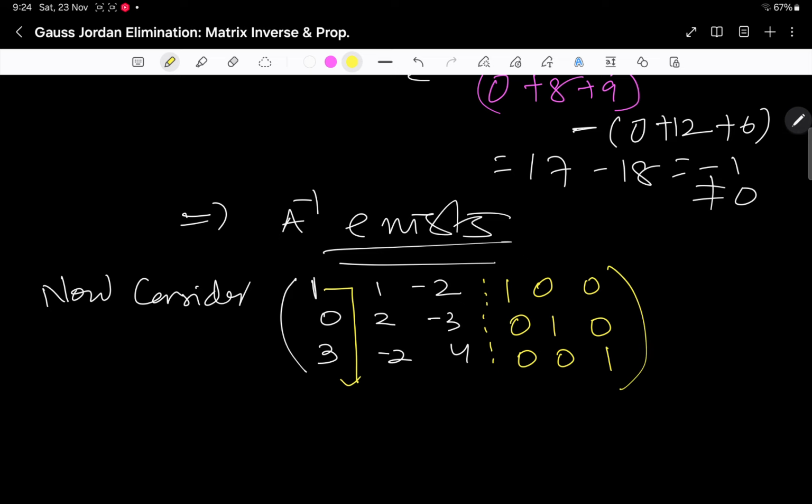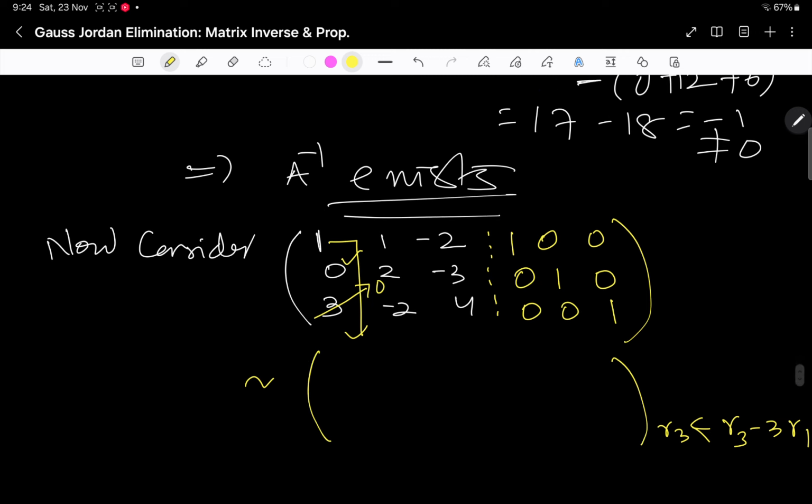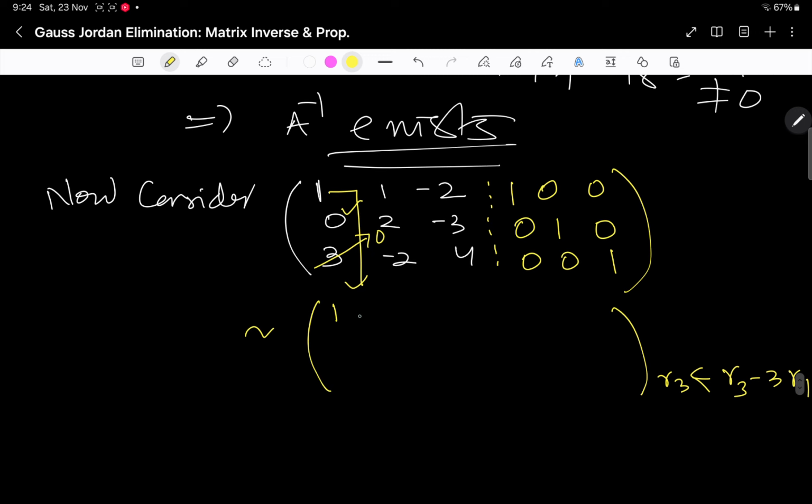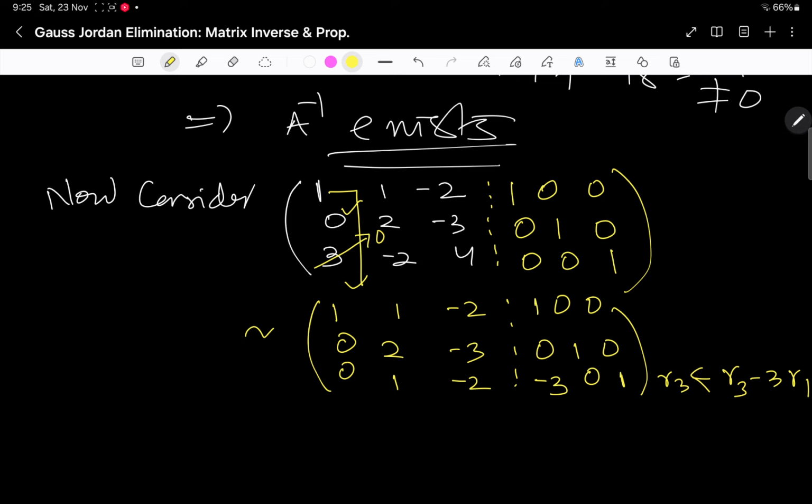So use this to bring this position, already it is 0, bring this position 0. What do we have to perform here? Here R3 is replaced by R3 minus 3 times R1. After simplification, row 1 remains the same, 1 1 minus 2, and the same operation is performed on the identity side: 1 0 0. Row 2 remains the same, 0 2 minus 3, 0 1 0. Row 3 becomes 0, 1, minus 2, and on the right minus 3, 0, 1.